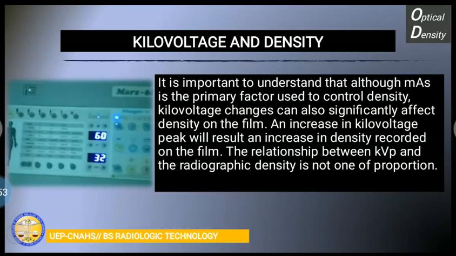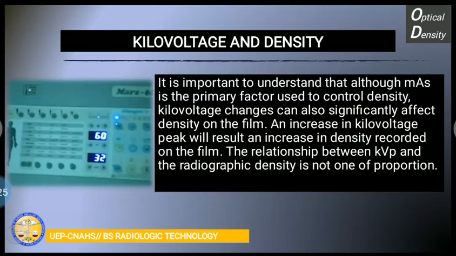Okay, next we have the kilovoltage and the density. So, kilovoltage also has an effect on optical density. It is important to understand that although mAs is the primary factor used to control density, kilovoltage changes can also significantly affect density on the film. So an increase in kilovoltage peak will result in an increase in density recorded on the film.